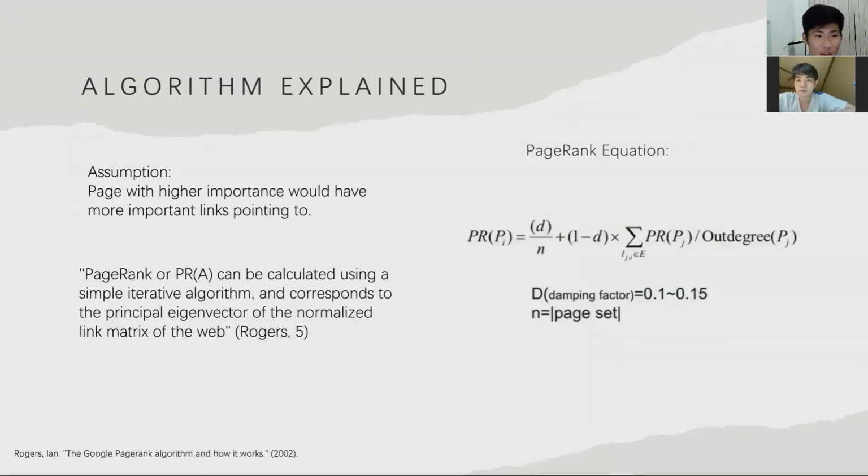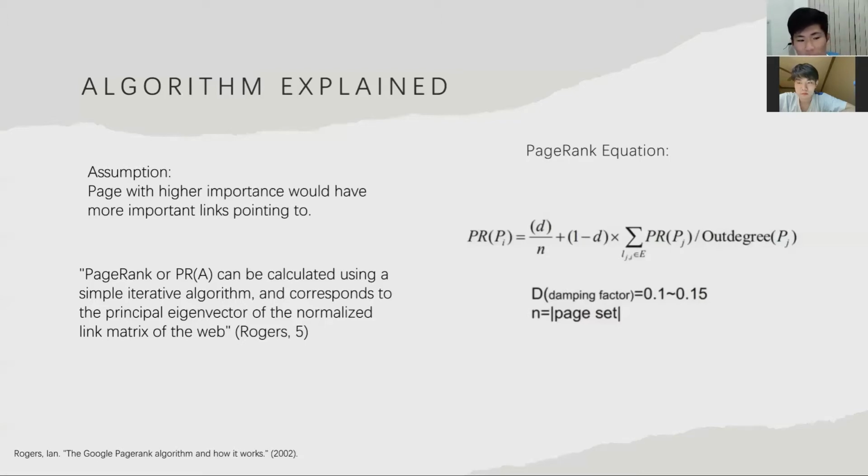So now I will go to an in-depth explanation of the PageRank algorithm. One central assumption of the PageRank algorithm is that a page with high importance would have more important links pointing to it, which means that we evaluate the PageRank of a web page not only by the quantity of the links pointing to it, but also the quality of these links. In a paper written by Ian Rogers, he states that PageRank can be calculated using a simple iterative algorithm and corresponds to the principal eigenvector of the normalized link matrix of the web. Well, this sentence may seem very confusing.